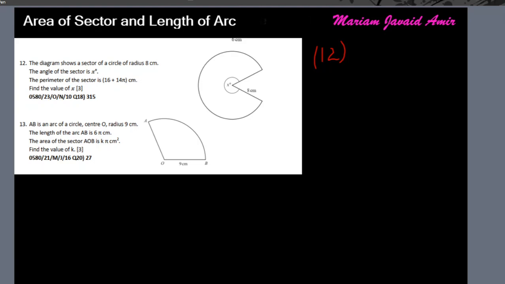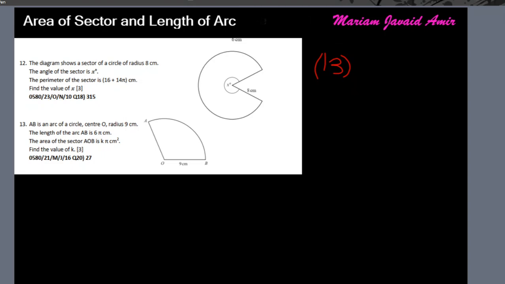Okay, so question number 13. AB is an arc of a circle, center O, radius 9. The length of the arc is 6 pi. The area of the sector is k pi. Find the value of k.